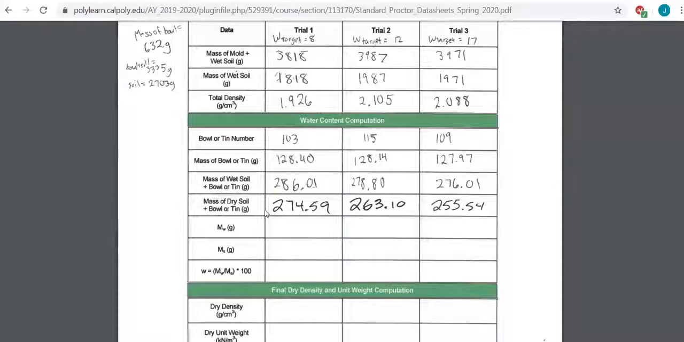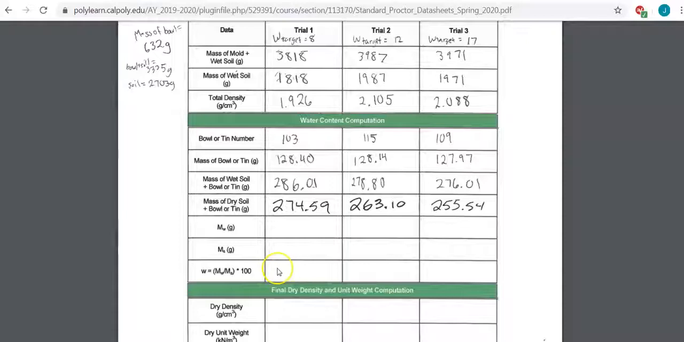So for how much water was in the soil, well, we just take the difference of these two, right? That's the mass of the water. What's the mass of the solids? M sub S is solids. Always remember that. That can be confusing. It's not soil, it's solids. How do we get the mass of the solids? Well, if we take the dry mass of the soil plus the bowl, subtract out the mass of the bowl, then we have the mass of the solids, and then we can compute the water content.